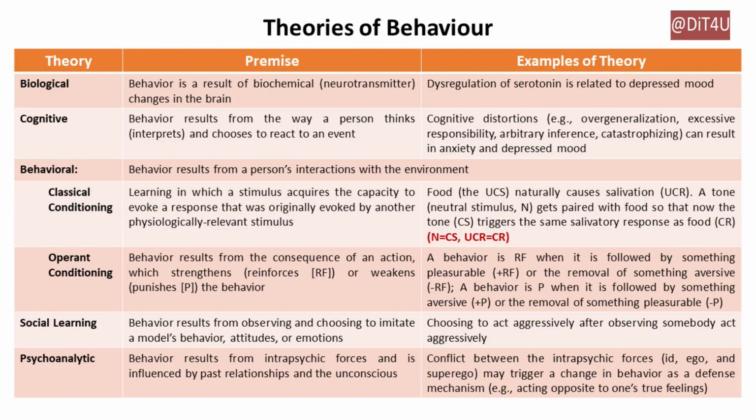Theories of behavior, biological theory. Behavior is the result of biochemical or neurotransmitter changes in the brain, such as serotonin, right? Dysregulation of serotonin is related to depressed mood, whereas cognitive is thinking. Behavior results from the way a person thinks or interprets and chooses to react to an event, okay? So the classic examples of cognitive theories of behavior is cognitive distortions.